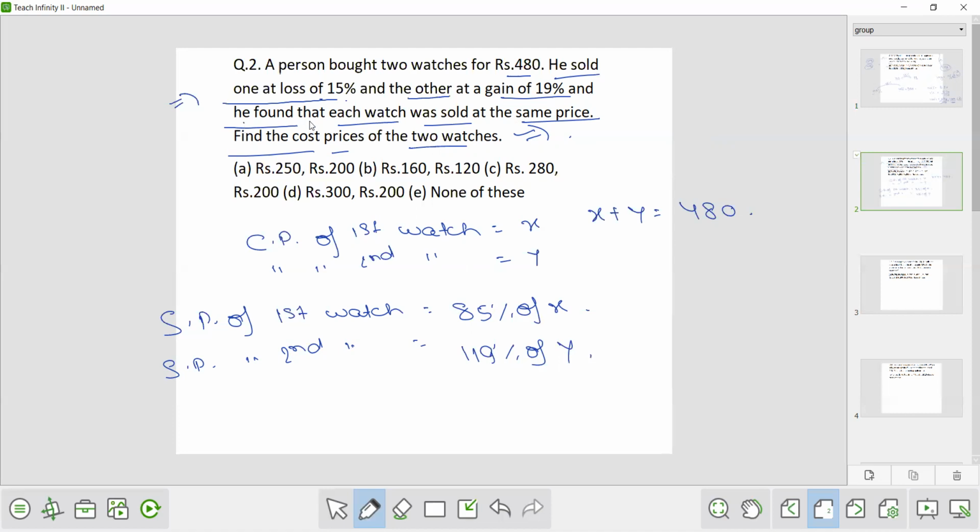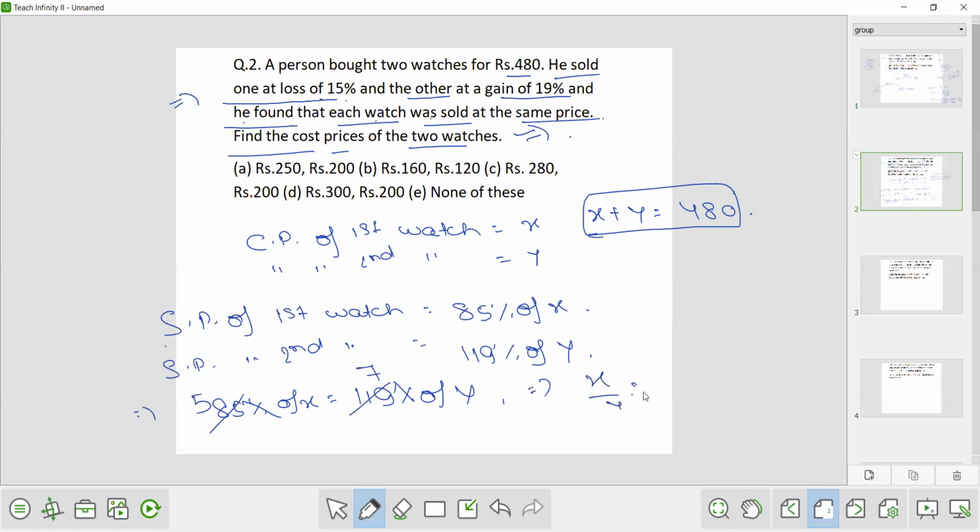Now it is given that he found that each watch was sold at the same price. So SP1 is equal to SP2. Now 85% of X is equivalent to 119% of Y and X plus Y is given as 480. So we have to find what is X and what is Y. From here, the percentage got cancelled. 17 fives are 85 and 17 sevens are 119. So X by Y is equivalent to 7 by 5 and X plus Y is given as 480.